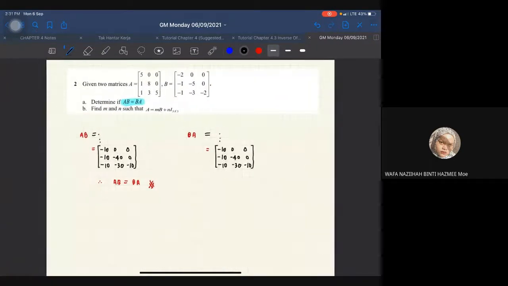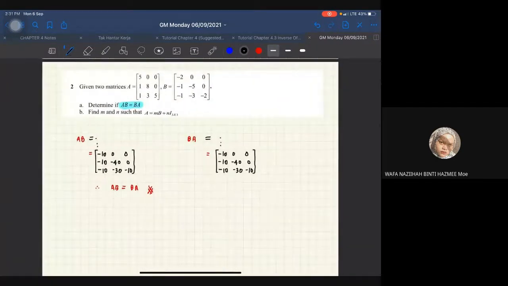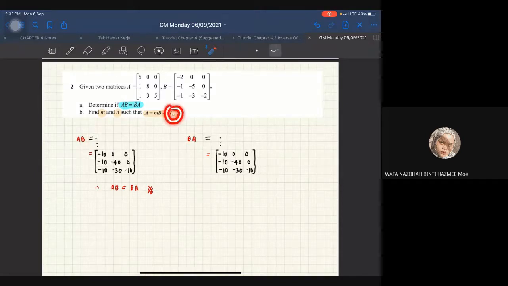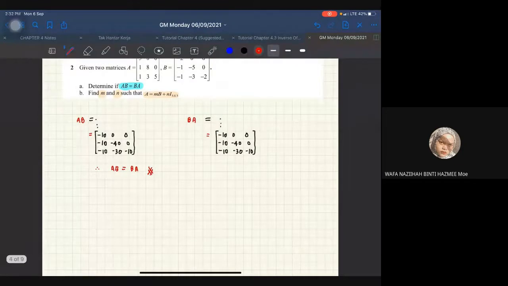Okay, so untuk part B, soalan cakap find M and N such that. Okay, so baca soalan betul-betul. Dia suruh kita cari M dan juga N. So given that we have A is equal to M, a scalar, times B plus N, which is also a scalar. Dia adalah satu constant, okay, and then multiply with the I kat situ. So I tu apa maksud dia? Identity matrix.